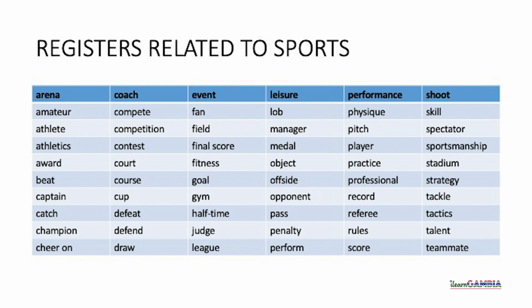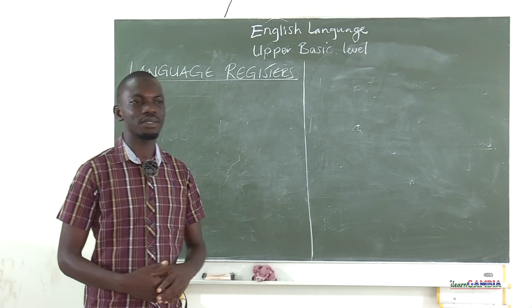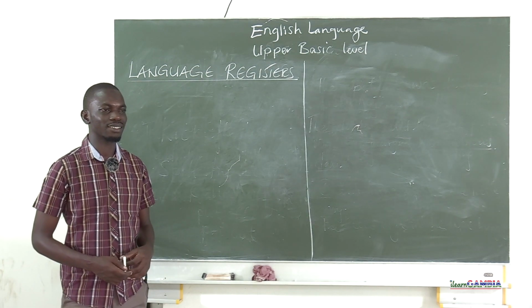Rules, each game has rules, and players must respect rules. Score, shoot, skill. Spectator, those are the people watching. Sportsmanship, stadium, strategy, tackle, tactic, talent, teammate. So these are some of the words that are related to sports. When you are in the area of sports, these are the words you often hear people use, or when you are talking to someone who is sport-oriented. So that forms the register.